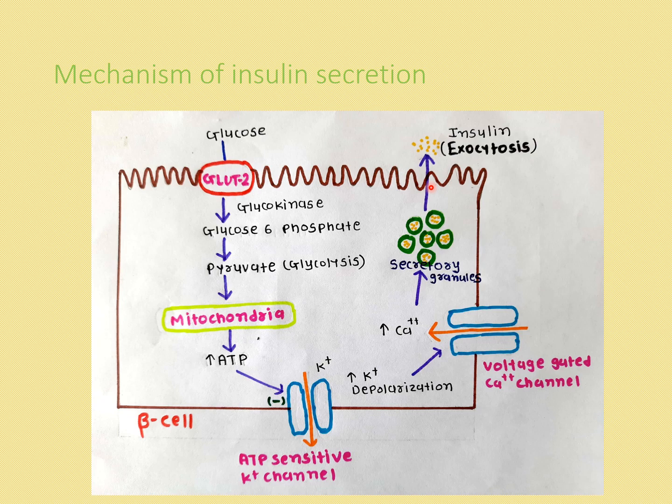And this exocytosis is microtubules mediated. Now along with this insulin, equimolar amount of C peptide is also released, and some amount, say 5 to 7%, of proinsulin is also released in the blood.